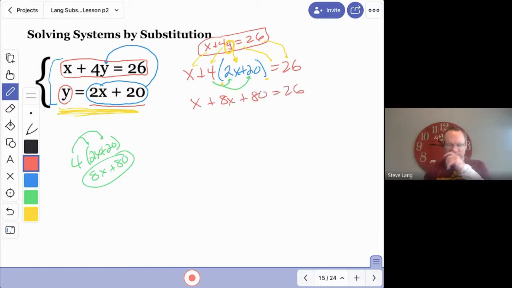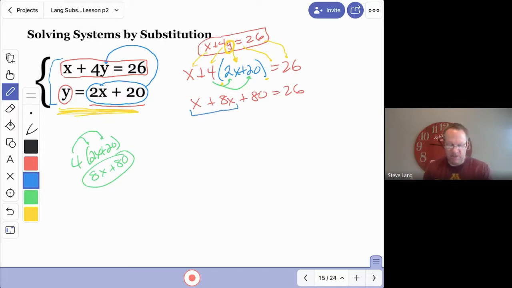So you always will have to do this. Once you substitute for the y, you're going to have to distribute. And that's another reason to put those parentheses in, because it's kind of a reminder you're supposed to distribute. But once you get here, the hard part's done. Okay? The hardest part is substituting and then doing the distribution.